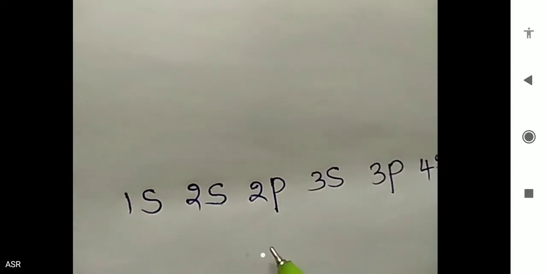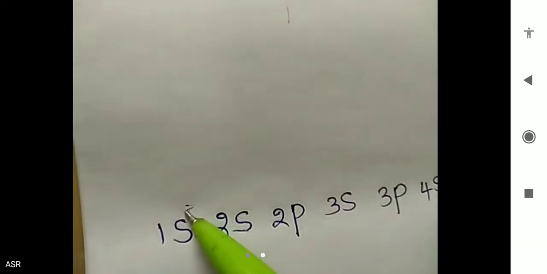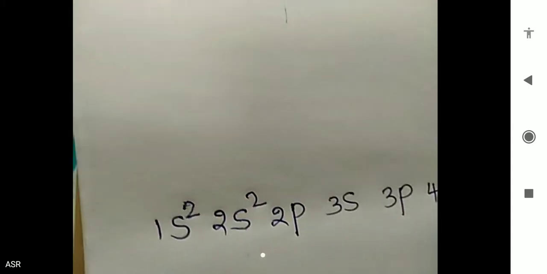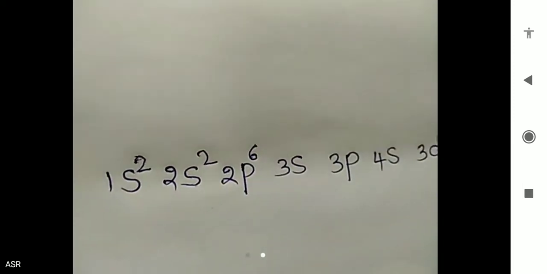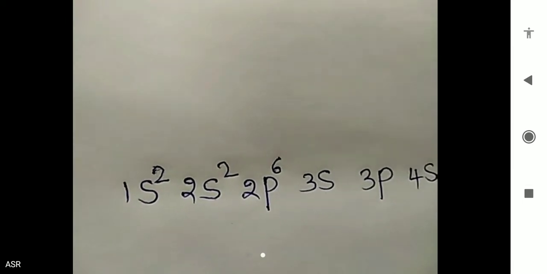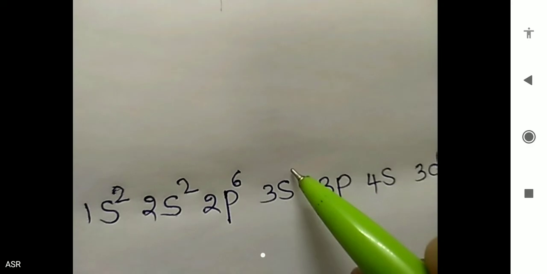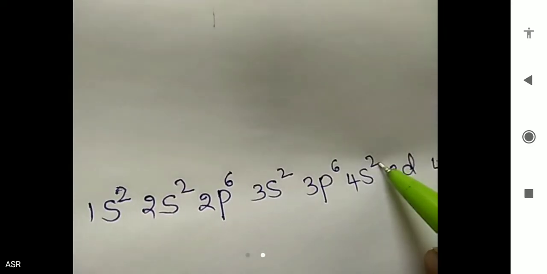So now what you have to do here, wherever S is there, you just write it down there 2. Okay, above that means here you will write 2. Wherever S is there, you will write 2. Wherever P is there, we have seen here P will comprise totally 6, right? So you will write 6. So wherever P is there, power 6 you will write. That means 6 electrons can be accommodated here. And S is there here, so 2 electrons. P is 6 electrons, then again S is 2 electrons.